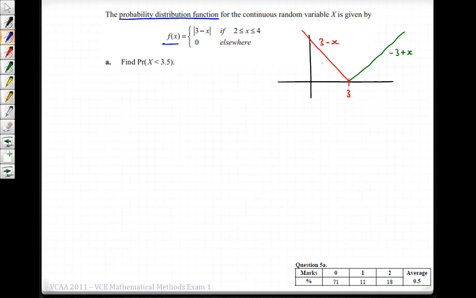Next we need to look at our domain. So it says we go from 2 to 4 inclusive. So we're looking at all this area in here. If it's a probability density function, this area should equal 1 unit squared. That's our definition of a probability density function. And it's pretty easy if we calculate this point and this point, that they're just two triangles and their area will add up to 1. So if we sub 2 in here, we get 3 take 2 is 1, so that's the point 2, 1, and this is the point 4, 1.